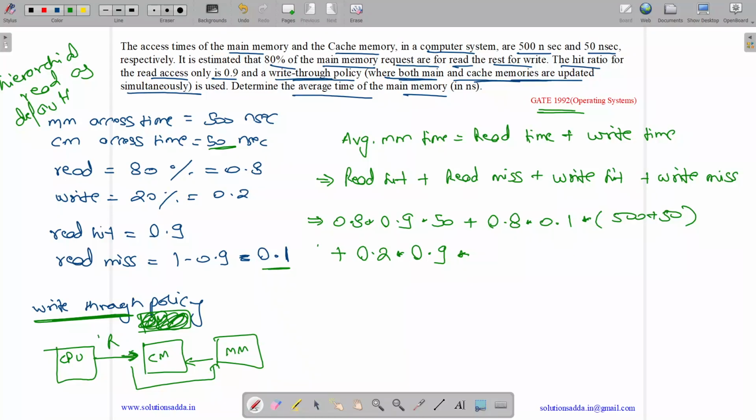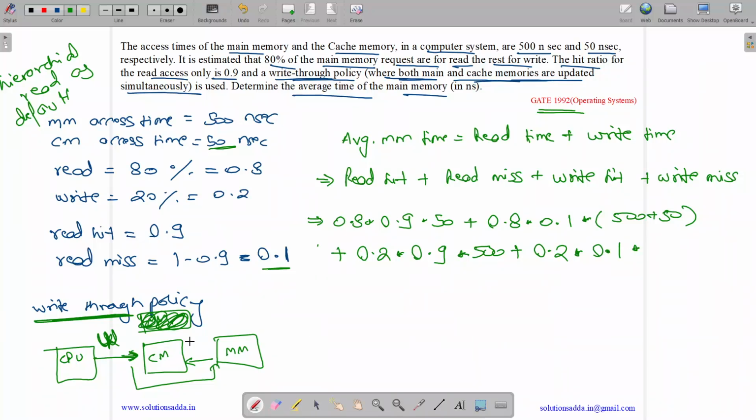Suppose we have a write instruction and it is a hit, which means we found it in the cache. Then what happens? We have to update it in the main memory. So what is the time taken? Time taken is 500 plus. What is the probability of it being a miss? 0.2 for write, 0.1 for being a miss.